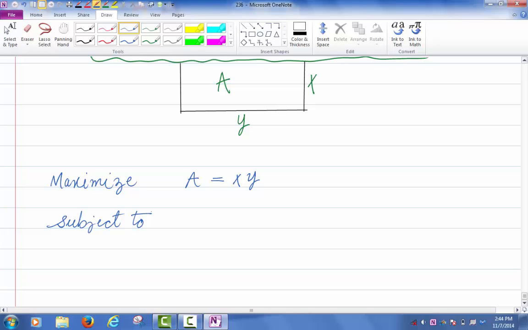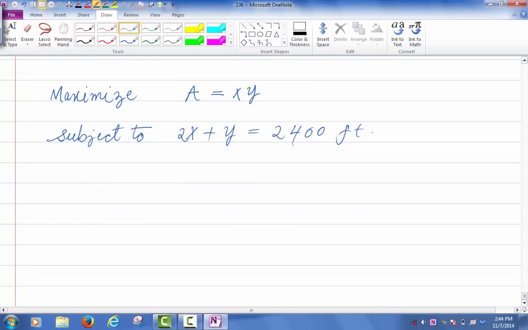Yeah, it means that the perimeter that he can pick for the three sides has got to be 2,400. So the restriction is that 2x plus y needs to be 2,400 feet, right? So maximize the area subject to the restriction that the perimeter of the three sides has to be 2,400.